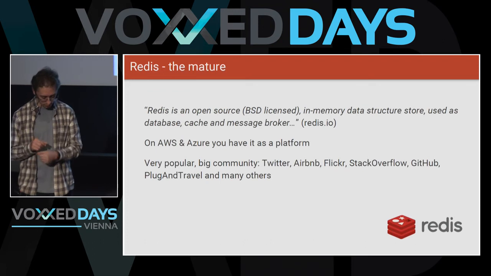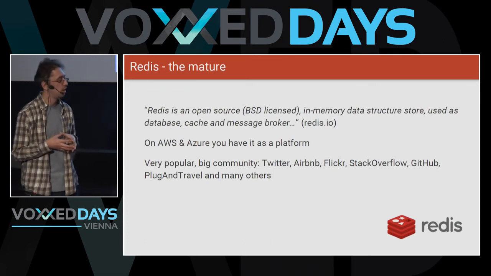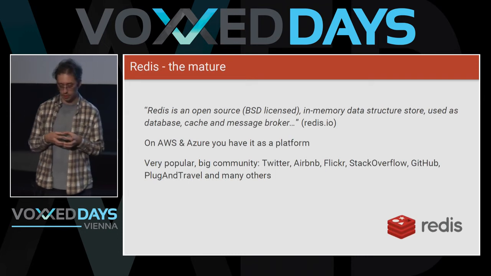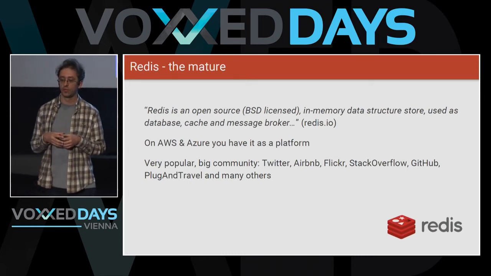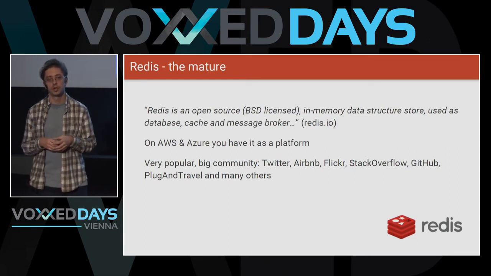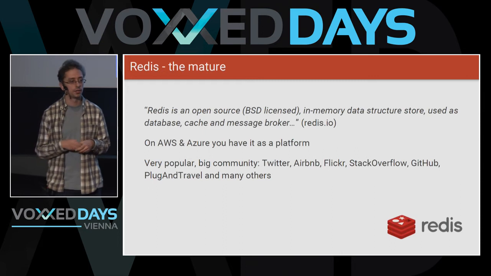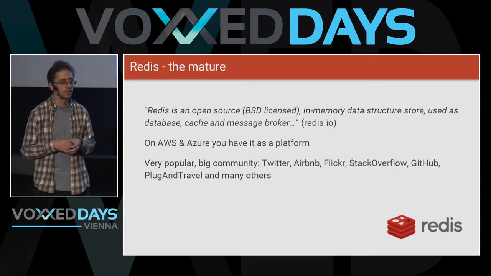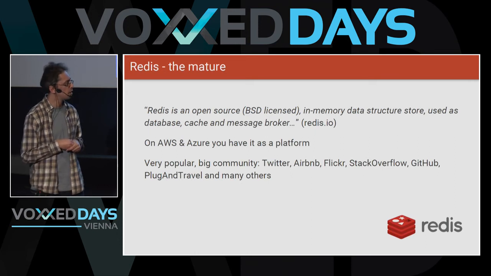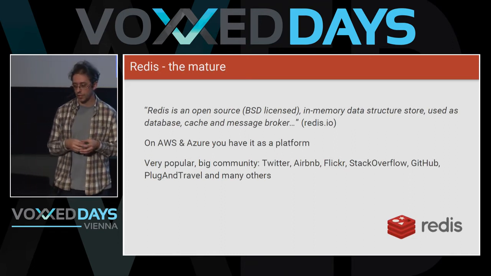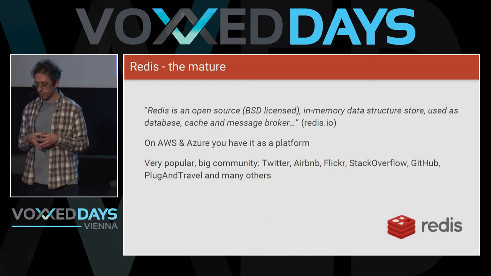Moving on with Redis. It's a very popular tool. You can have it on both AWS and Azure as a platform, so you don't need to start any infrastructure, any VM, and install it. You just click some buttons or make some API calls, and you have a cluster of Redis. I think on AWS it really supports clusters right now. So you're ready to start in just a few seconds, probably.